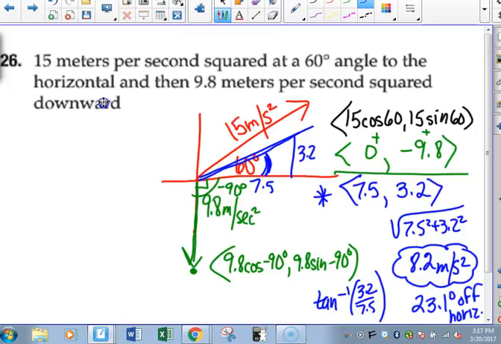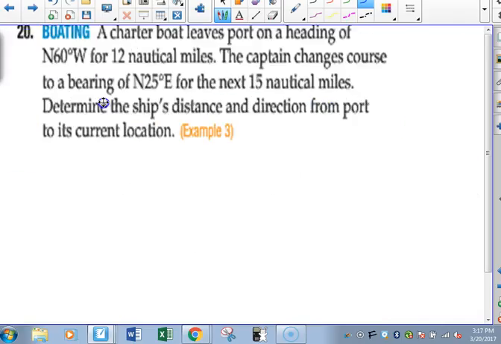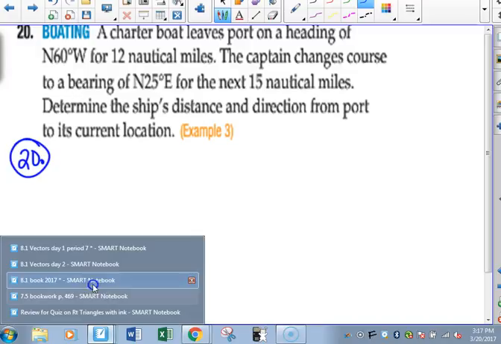All right. I'm going to go back because there's a couple tricky ones on 20 and 21. Yes? Okay, let's talk about 20. It says a charter boat leaves port on a heading of north 60 degrees west for 12 miles. Okay. Again, this was discussed on Friday.